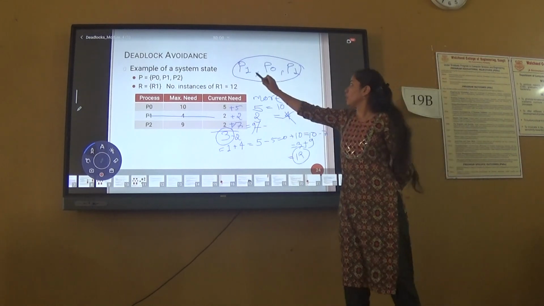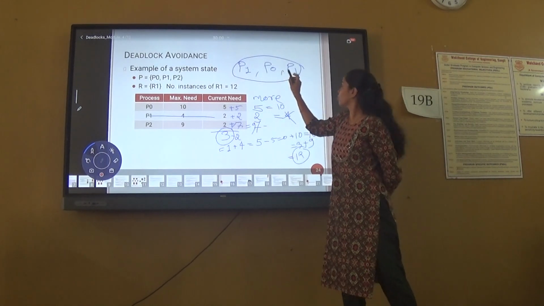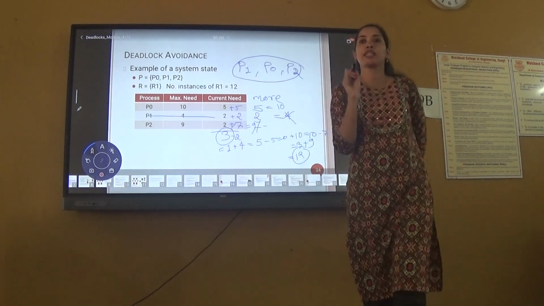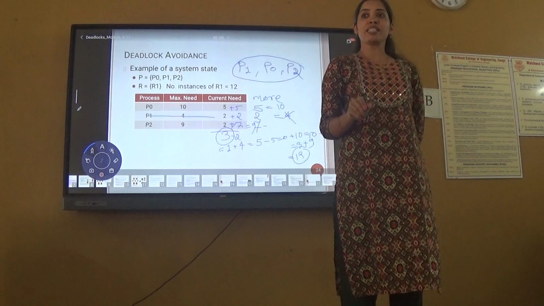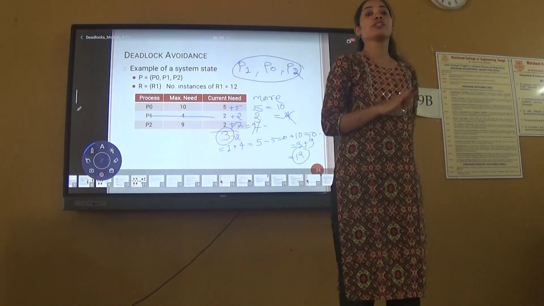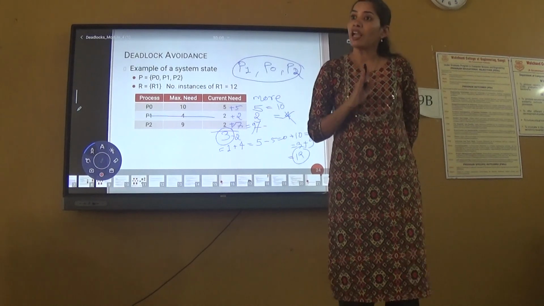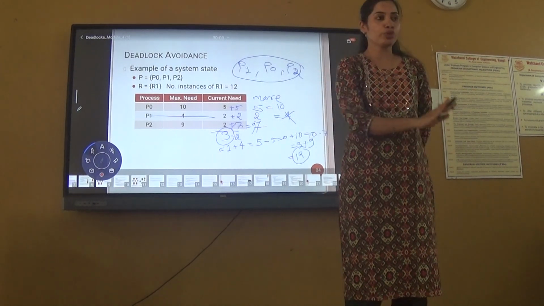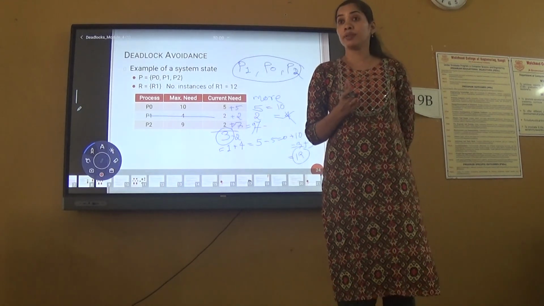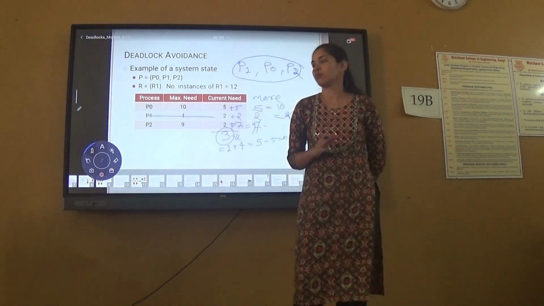So what is this? P1, P0, P2 is called a safe sequence. If your existing system has at least one safe sequence, you call it a system in the safe state. Have you got it? What is the safe state? Safe state means there would be a deadlock or not? Yes or no? No.